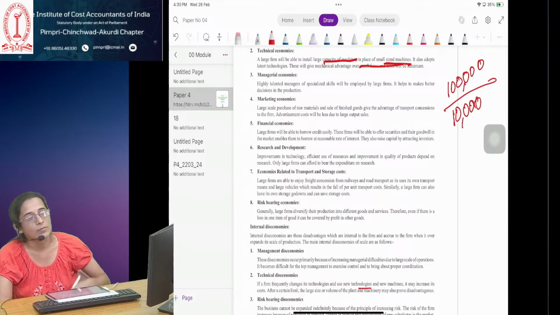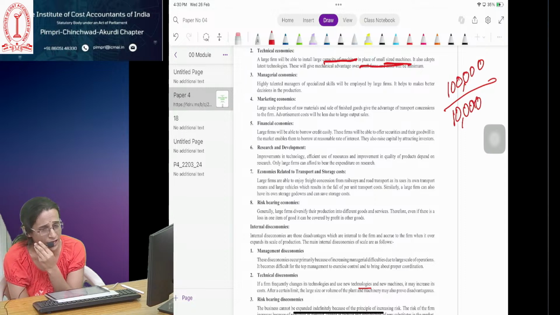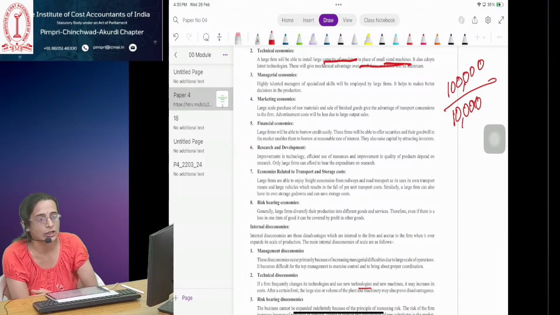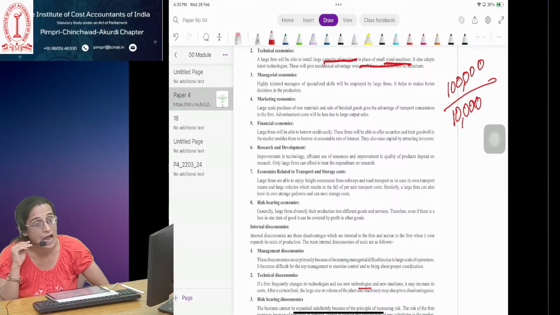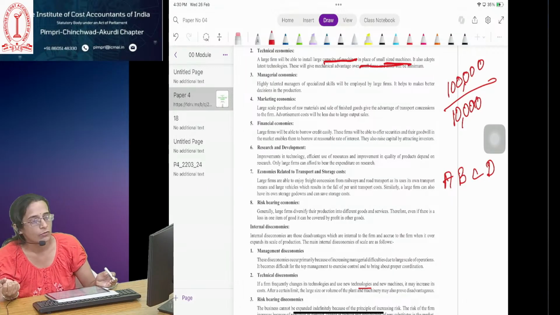Risk bearing economies. See, if I am producing on a large scale, can I bear more risk or less risk? More risk, logically. If I am producing on a large scale, I will have that ability to bear more risk. And why? Because if I get a loss, I am selling A, B, C, D products, finished goods.